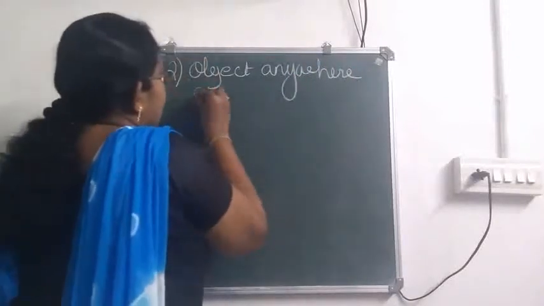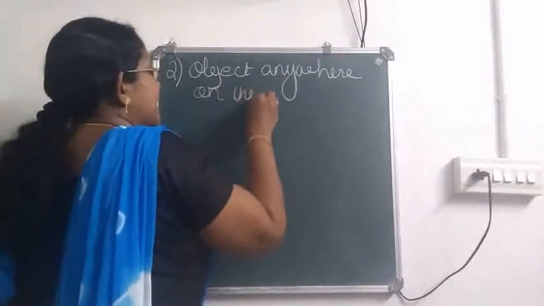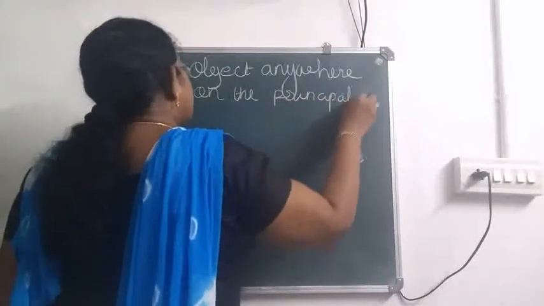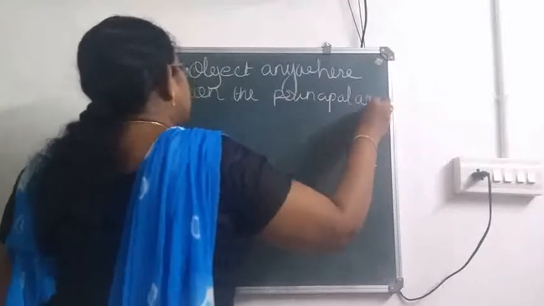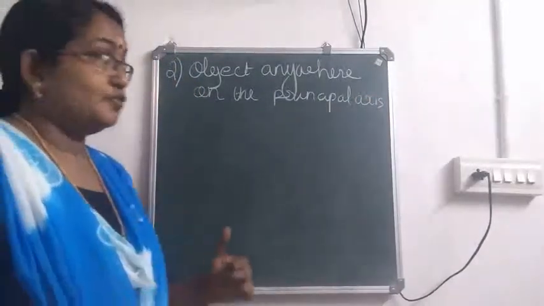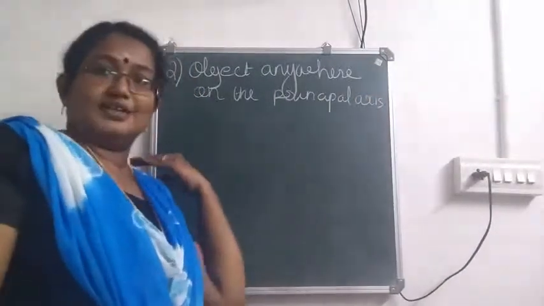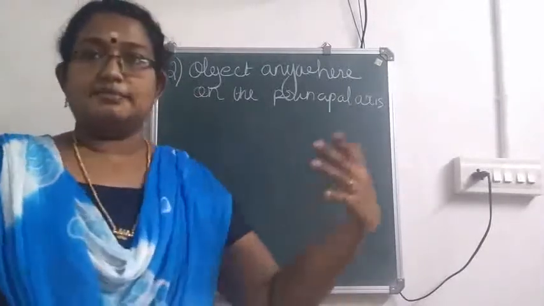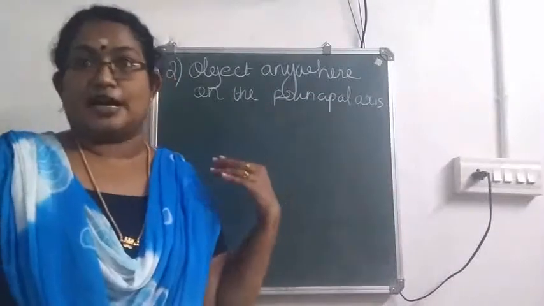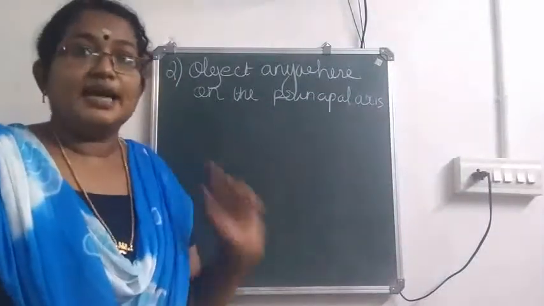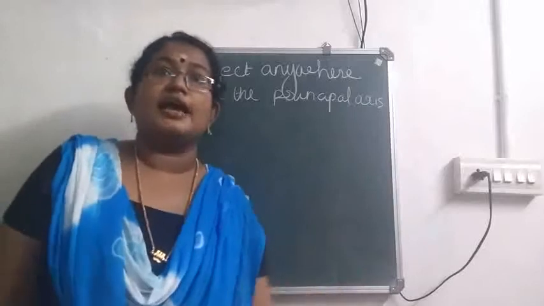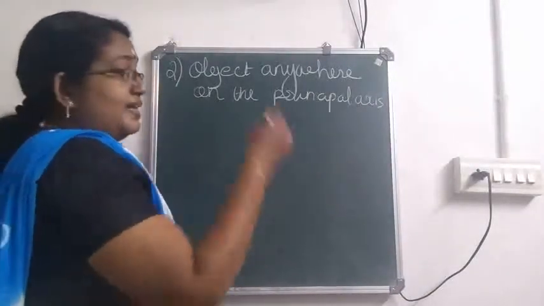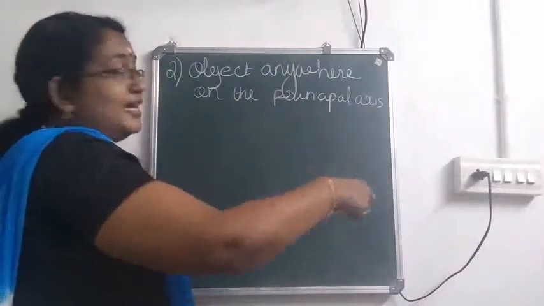Object anywhere on the principal axis. In the case of a concave mirror, the center of curvature and focus were on the left hand side. So we could have beyond C or at C, between C and F, at F, etc. But in this case, we have the center of curvature and pole on the right side, so we cannot say anything related to it. That is the inner part of the mirror, isn't it?